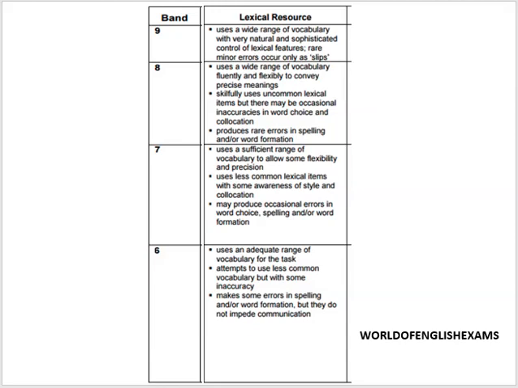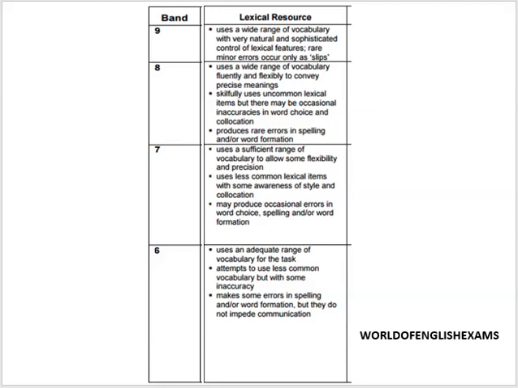Then makes some errors in spelling. Very important, guys. Not just using the words, but spellings also play an important role, since the IELTS is an English proficiency test. So makes some errors in spelling and word formation, but they do not impede the communication. So even though the spellings are wrong, they don't necessarily alter or change the complete meaning. So communication is not impeded. However, because you are making a lot of spelling mistakes, the score would drop down to a 6.